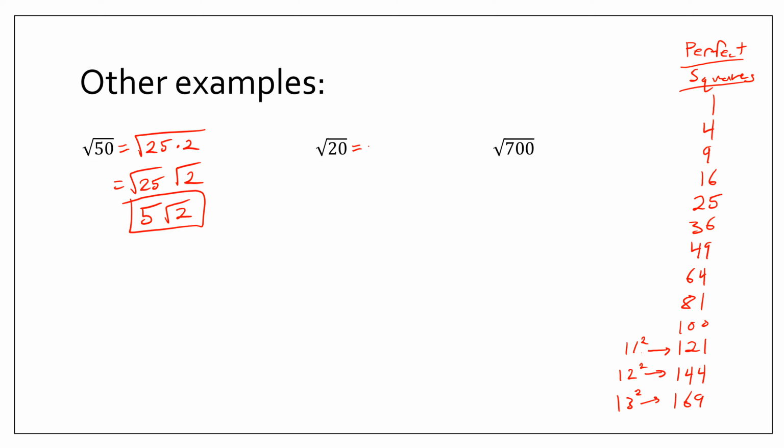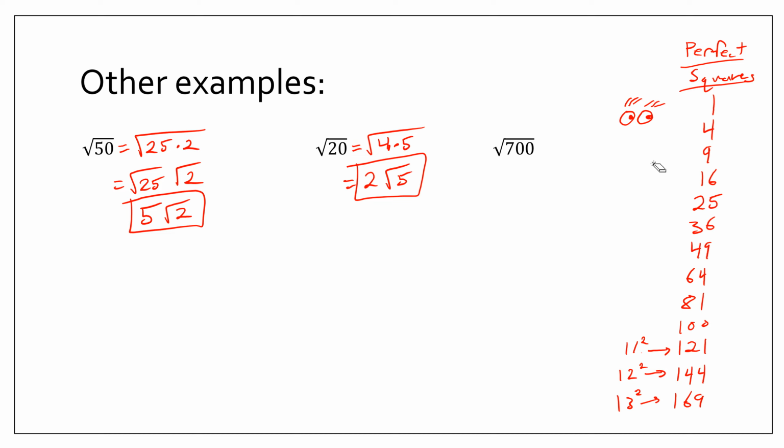Let's look at 20 next. I'm looking at my list of perfect squares. I see 4. 20 is 4 times 5. So if I write 20 as 4 times 5, I know the square root of 4 is 2. And I don't know how to take the square root of 5, so I'm going to leave that underneath the square root because I don't know how to take it.